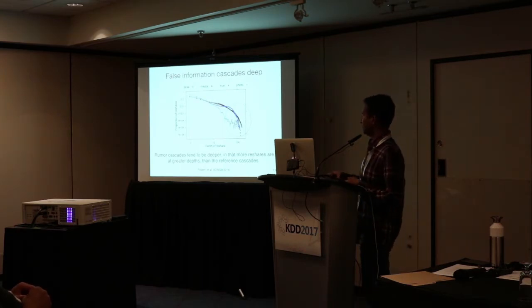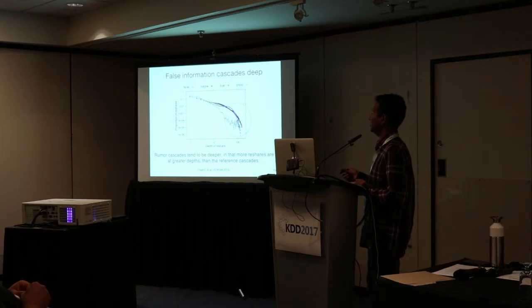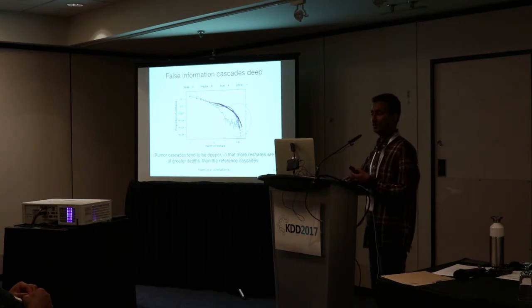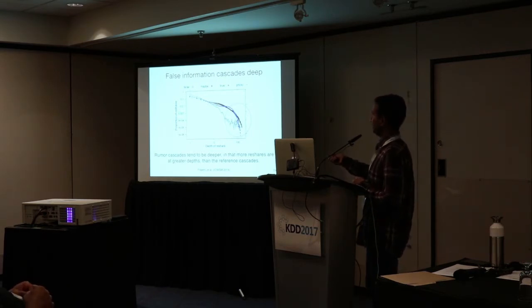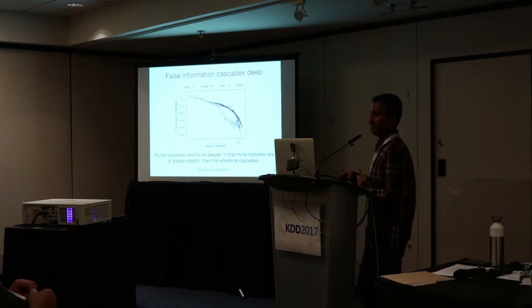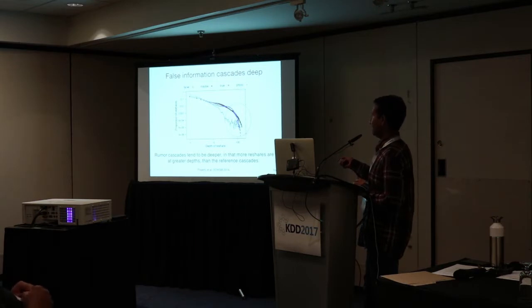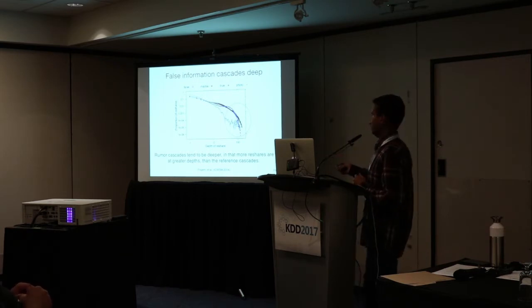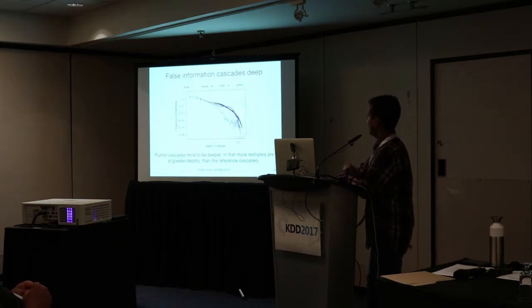And from 2014 in ICWSM, the study showed that false information cascades run a lot deeper as compared to normal or genuine information cascades. Here, the triangle represents false information. This is the depth of reshare, and this is the fraction of reshares that have a particular depth. So what you see is that false information cascades have a higher probability of cascading for a longer number of times. So the depth of reshare is much higher in general as compared to genuine information.